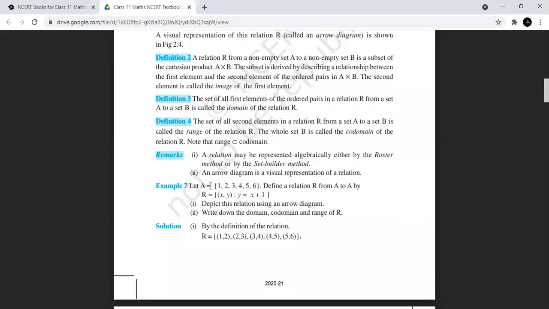Let's read more. A remark given here: a relation may be represented algebraically either in roster or set builder form, because it's a set. For sets we have two types of representation: roster, where we list or tabulate the elements, and set builder, where we define the relationship between the elements. Likewise, a relation can also be represented in roster as well as set builder form, or through an arrow diagram as they've shown above.